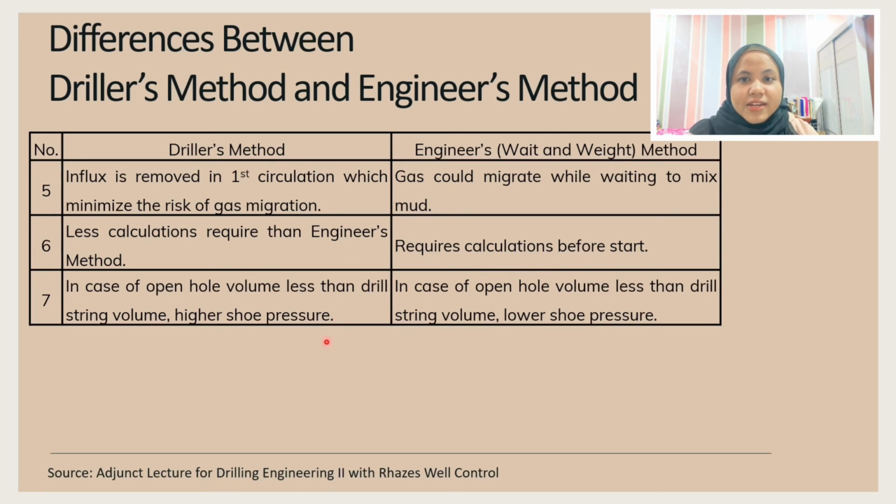Last but not least, the differences can be seen in the case of open hole volume being less than the drill string volume. For engineer's method, the kill mud will not reach the bit and annulus faster than the gas reaching the shoe. Hence, the kill mud will not help to reduce the shoe pressure as the gas will reach the shoe first before the kill mud reaches the bit and the annulus. However, in the driller's method, while dealing with the influx in the first circulation, there is no kill mud that can be used to lower down the shoe pressure. Hence, the shoe pressure is bigger with driller's method as compared to the engineer's method.